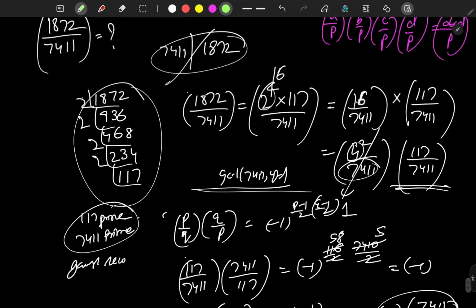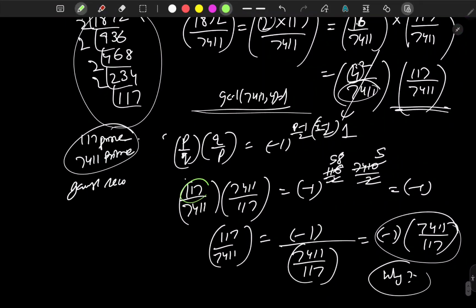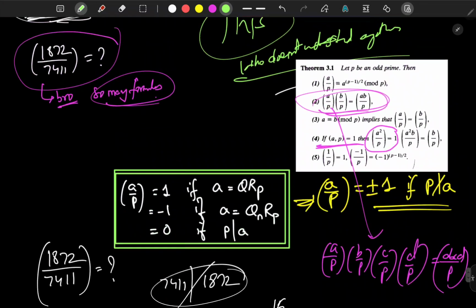Why here we are applying this important property. In our case, 117 and 7411 are distinct primes, so 7411 doesn't divide 117. So we are considering 117 by 7411, or you take 7411 by 117. Since both are prime numbers, 117 doesn't divide 7411. So these two cases are only possible.